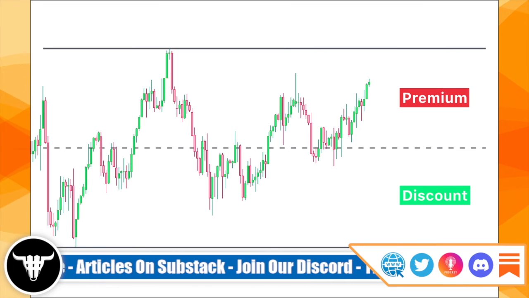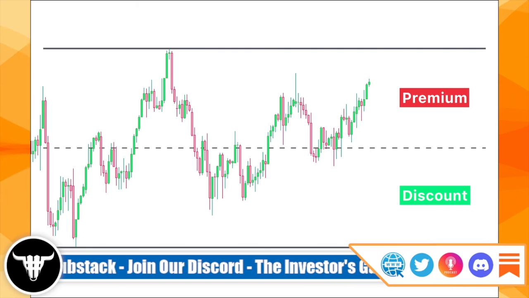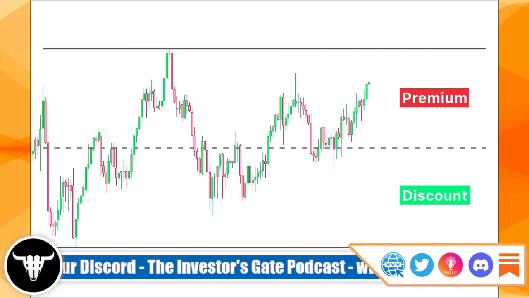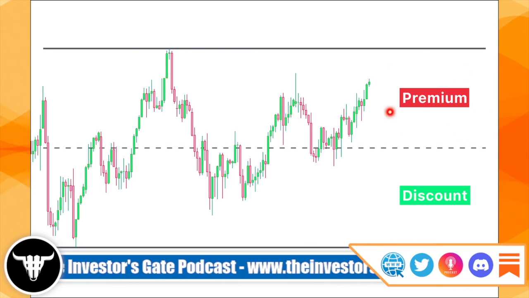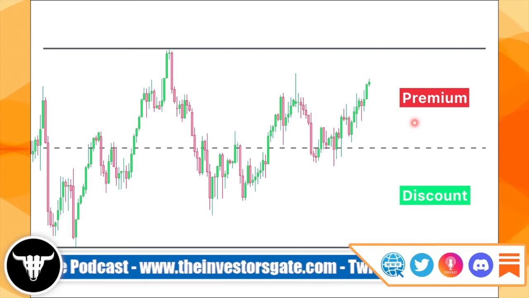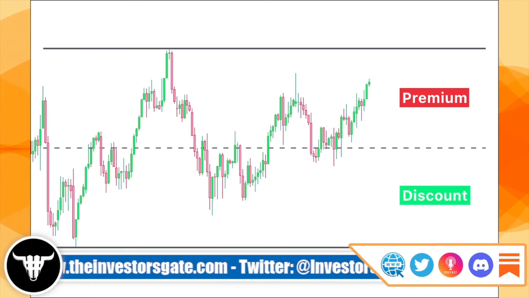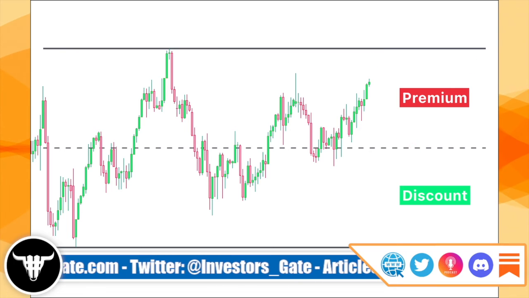And as a general rule, again, this is not an absolute rule. You can break it as you see fit. It's up to you. It's just a confluence. But as a general rule, when price is trading in premium, you don't want to take buys. You want to be looking for sells, because there's a higher probability chance that it goes down when it's trading in premium territory, hence taking sells rather than buys.